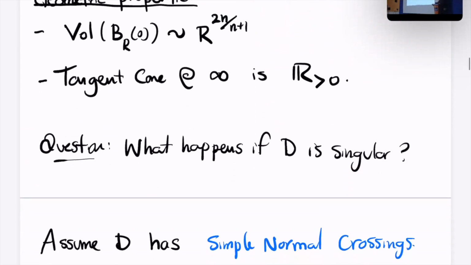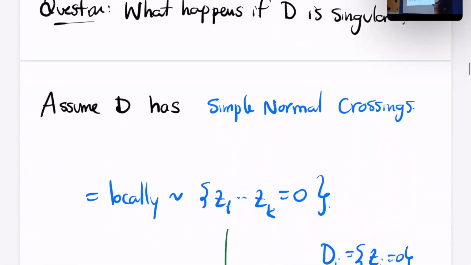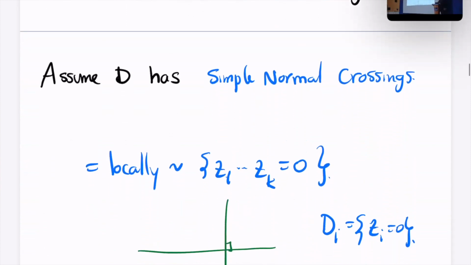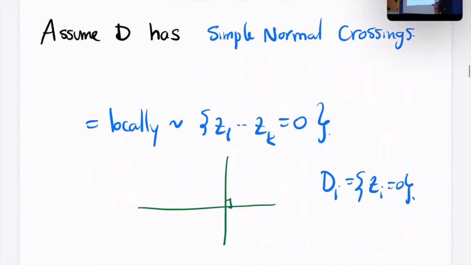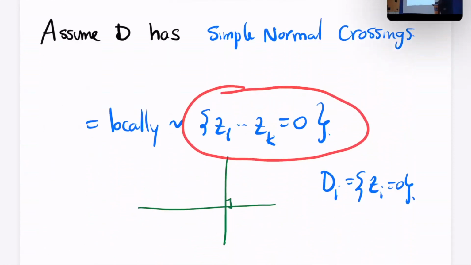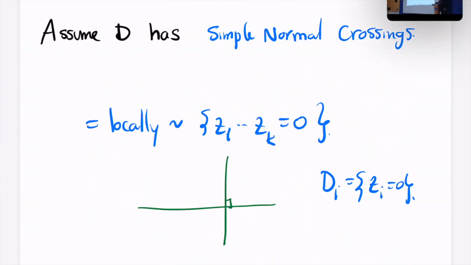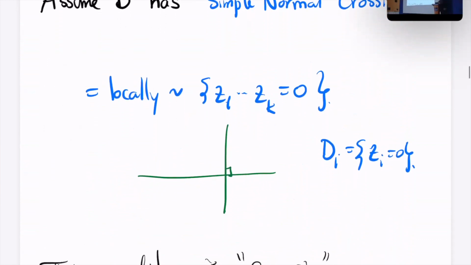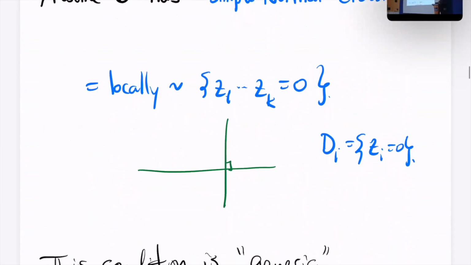So that's what I want to talk about. The generic behavior is that D has simple normal crossings. Simple normal crossings just means that it's just smooth subvarieties which intersect transversely. So locally it can be written as a zero set of a product of coordinate functions. Okay, so this is the generic condition. Generically, if you choose D, it will have this simple normal crossings behavior.